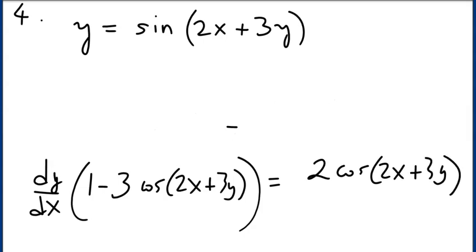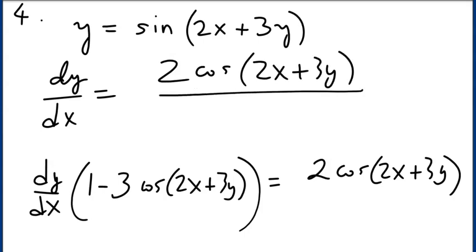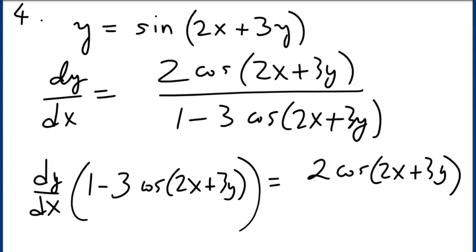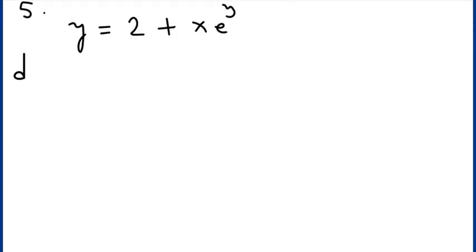And solving for dy/dx, we will get the following as the final answer. So 2 cosine of (2x plus 3y) over 1 minus 3 cosine of (2x plus 3y). So this is the final answer to this problem. Problem 5. So taking again the derivative with respect to x of the entire equation, the left-hand side of the equation will simply become dy/dx. The right-hand side, when you take the derivative of 2, 0.